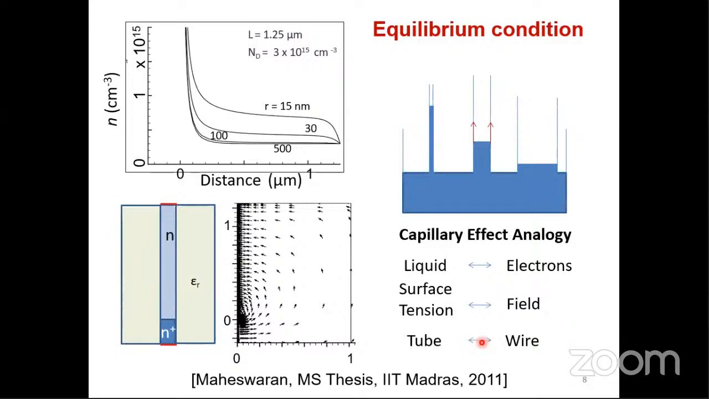Now, the same simulation has been done, and what we find is shown here. When you simulate n on n plus like this, a wire whose radius is 15 nanometers, 30 nanometers, 100 nanometers, 500 nanometers, these are the variations which have been simulated. And what is shown here is the concentration of charge.